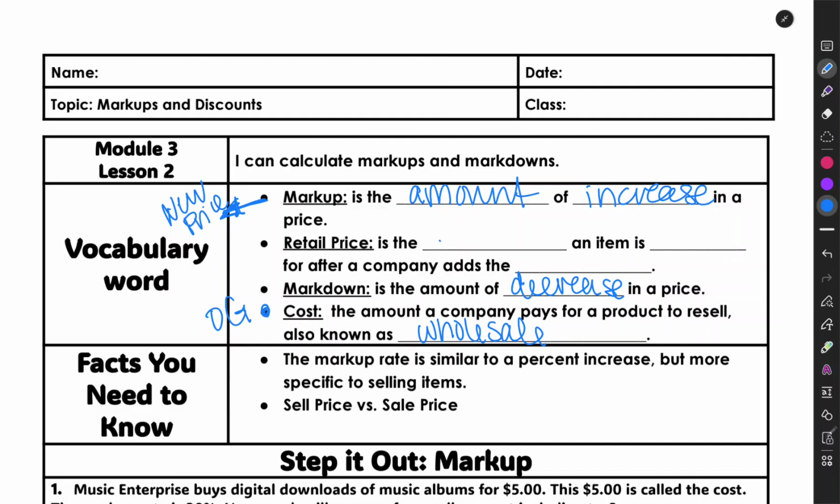And it is the price an item is increased or marked up to after the company adds the markup. Okay, so this is the retail price, which is the new price.